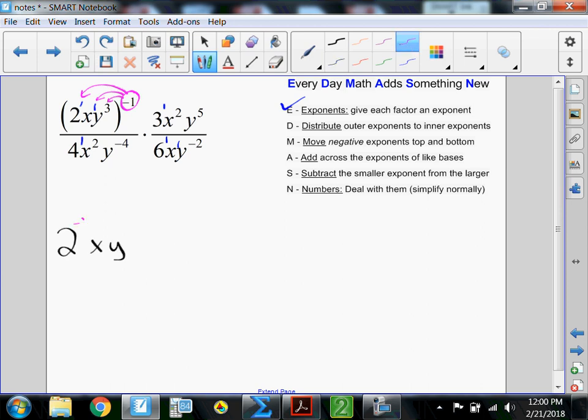2 would be to the -1. X would be to the -1. Y would be to the -3. Everything else is staying the same.